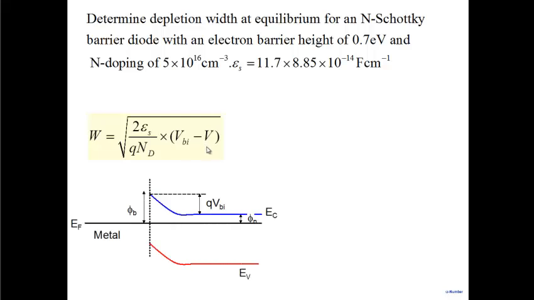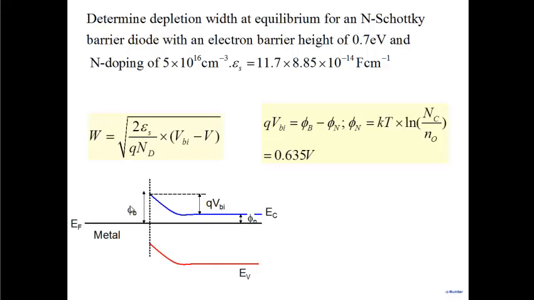And VBI, you should learn how to calculate. VBI is equal to the barrier height phi b minus phi n. Phi n is kT ln Nc by N0, and N0, of course, is simply 5 times 10 power 16 here. I've given you the built-in voltage, but please note how one calculates it. Once you know the barrier height phi b and the doping, you know phi n, and the difference between phi b and phi n, as you can see from the energy band diagram, is the built-in voltage for the Schottky barrier diode.